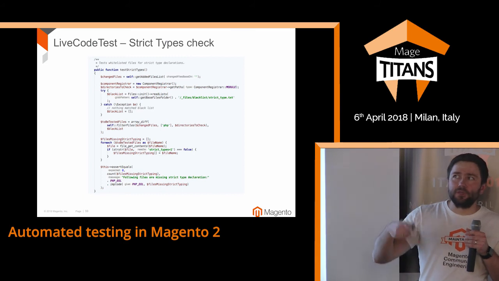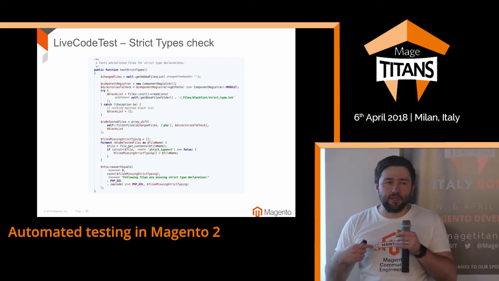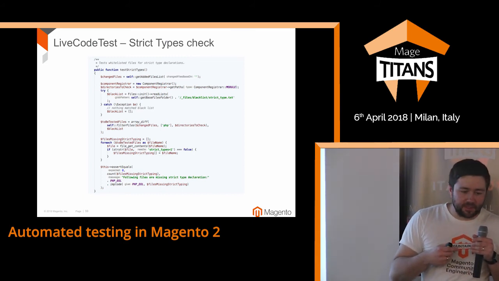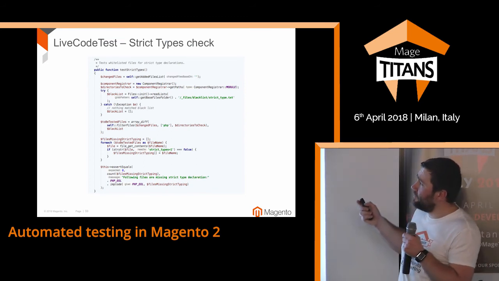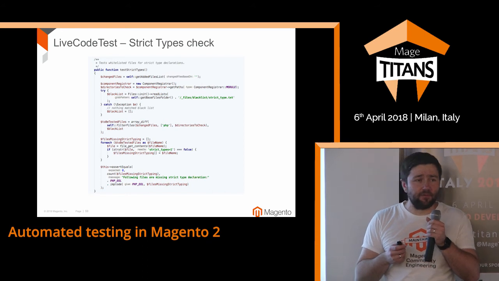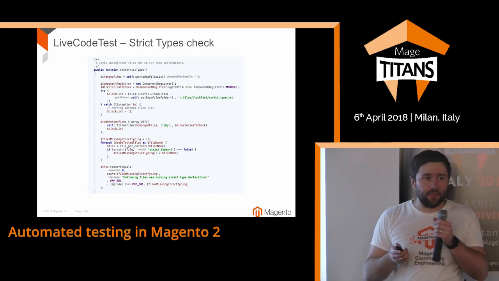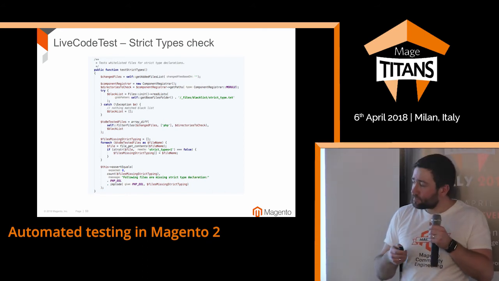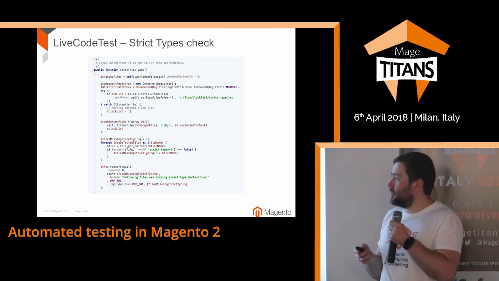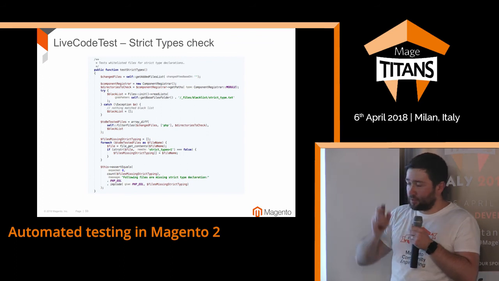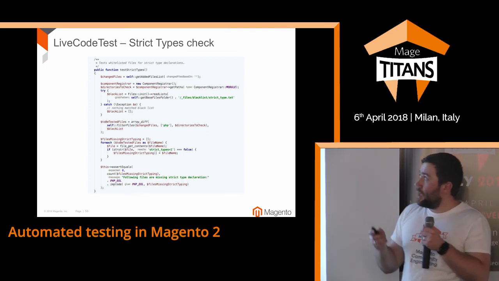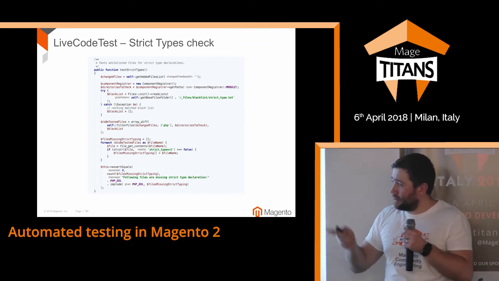We check just newly created files because we don't have a mandatory requirement to apply strict type checking to legacy code, because it could be not backward compatible, or it could require a lot of refactoring. But all the newly created files are supposed to have strict type checking in the header.